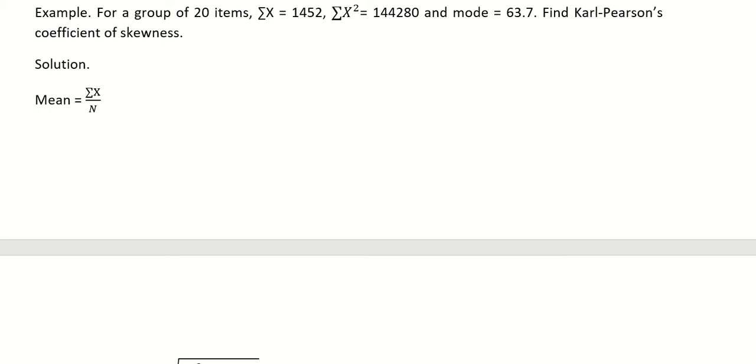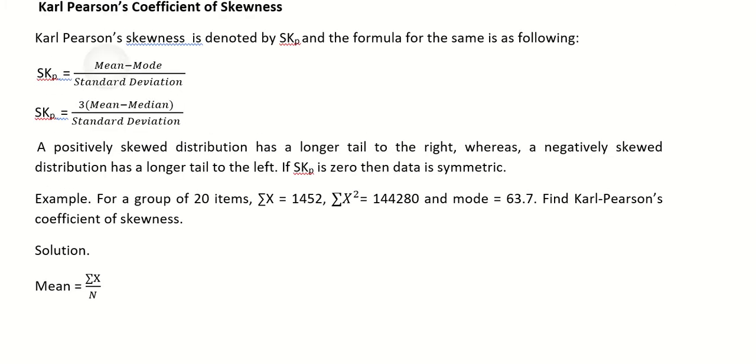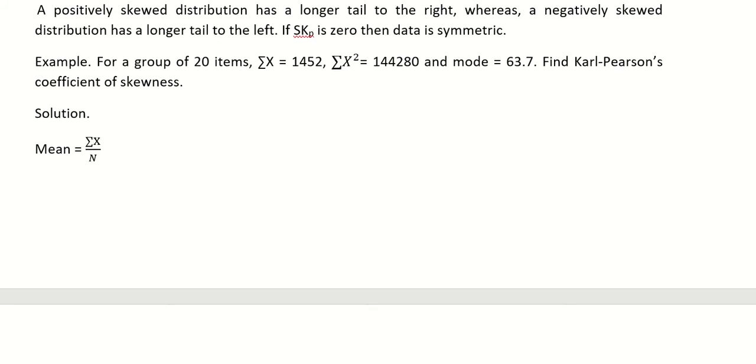For this we need the mean. These were the two formulas we discussed: mean minus mode upon standard deviation, and 3 into mean minus median upon standard deviation. Mode is given to you, so we can apply the first formula, right? Then what do we need? We need mean and standard deviation. Whatever information is given to us, we have to calculate mean and standard deviation from this given data. First we will calculate the mean.